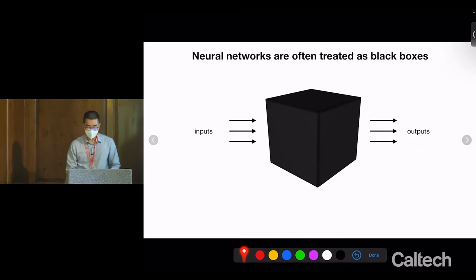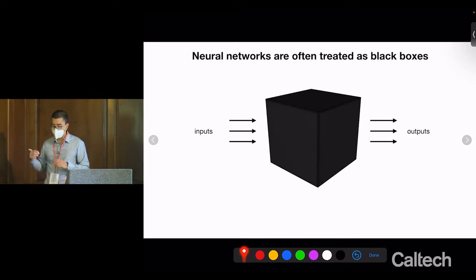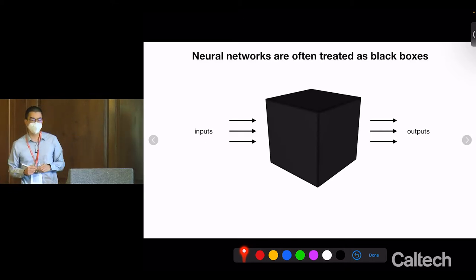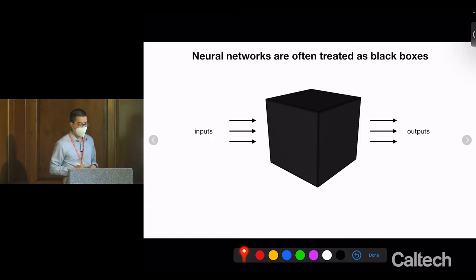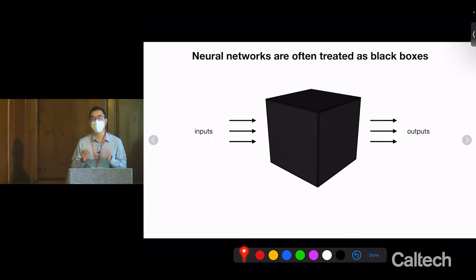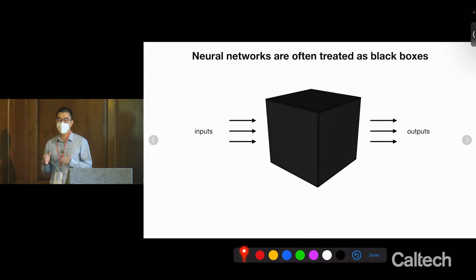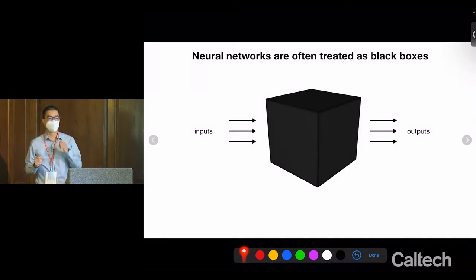All right, so in looking at neural networks, one thing that's interesting is that even though we know the precise equations that implement a neural network, their computation is often treated as a black box. And this is because knowing the precise equations for a neural network doesn't really give insight directly into what computation at a high level it's doing.